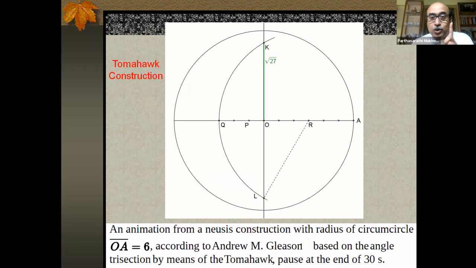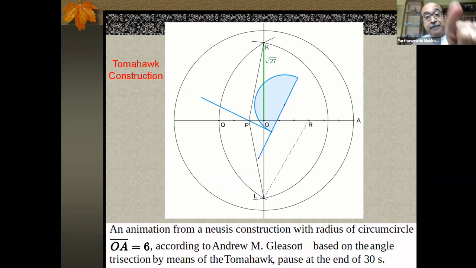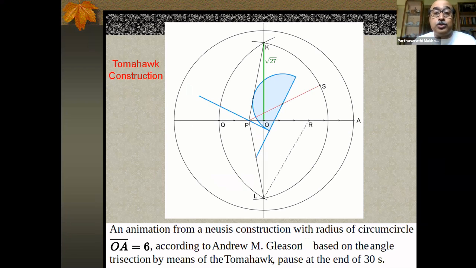See, so this is root 27 as I showed. That line PK is now root 28, with P as center and root 28 radius. I draw the other one, I get this angle, KPL. And that is trisected by the tomahawk, right? If you remember, according to the trisection rule, you join this midpoint of the tomahawk and the other arm of the tomahawk, the red lines, they give the trisectors.